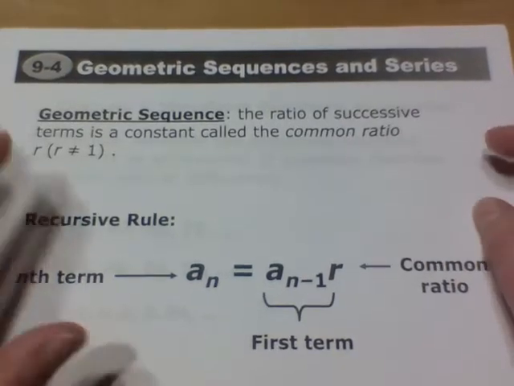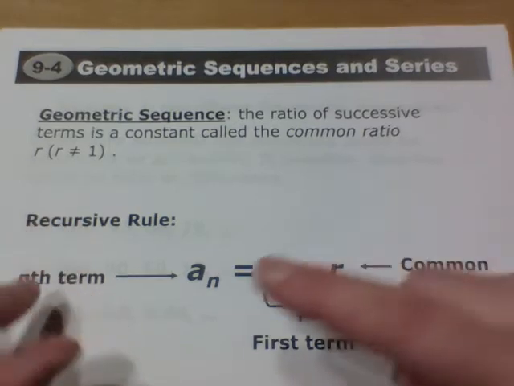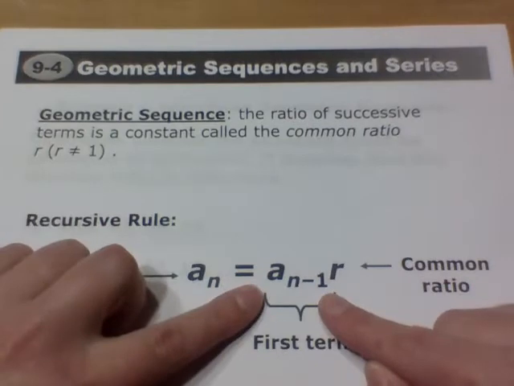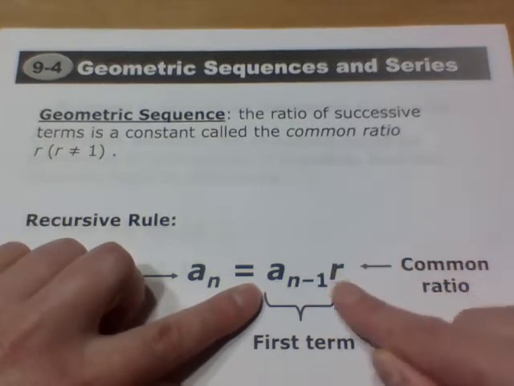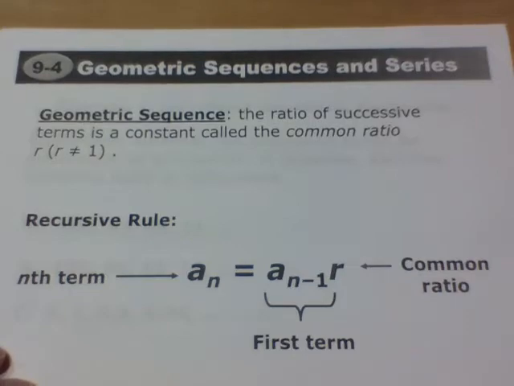So here's our recursive rule. Remember, the recursive rule says that if you want the next term, or the nth term, you would take the previous term and then in this case multiply by a common ratio, unlike in arithmetic, which was add.